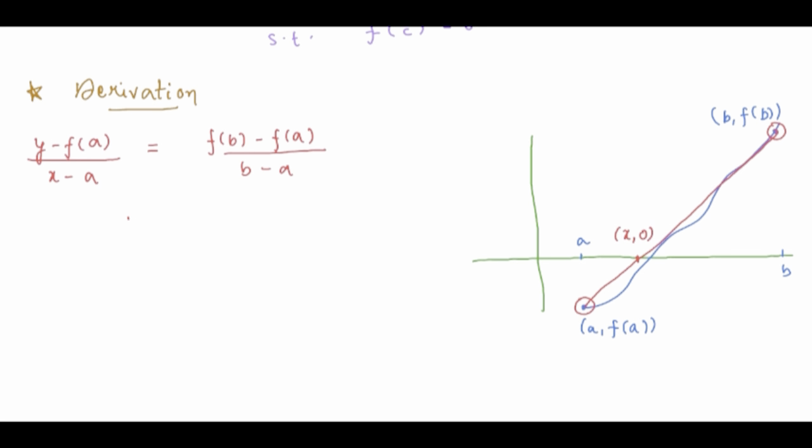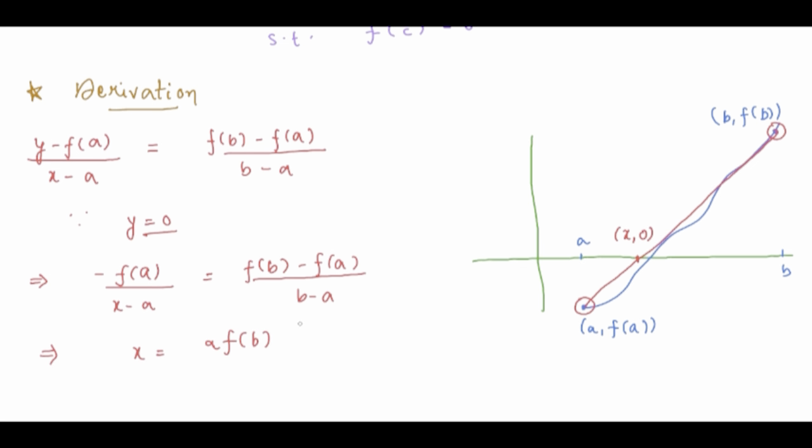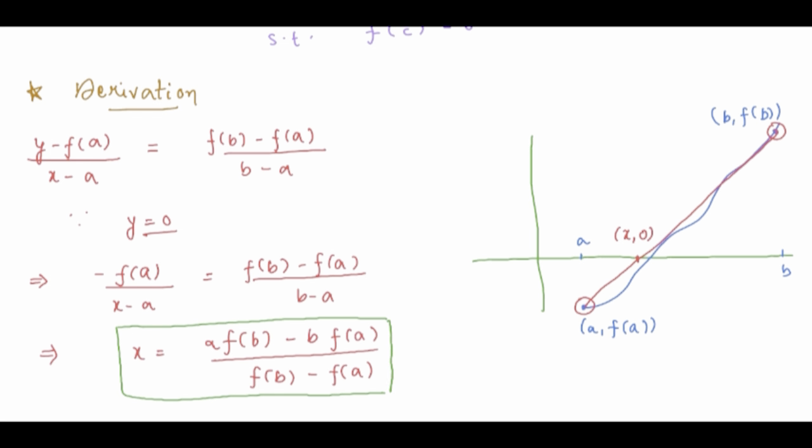Just substituting here, we get minus f(a) divided by (x minus a) equals (f(b) minus f(a)) divided by (b minus a). Cross multiplying, expanding, and collecting the x terms, we finally obtain x equals (a f(b) minus b f(a)) divided by (f(b) minus f(a)). You don't need to memorize this formula anymore. If you remember the equation of a straight line, you can derive it whenever required.